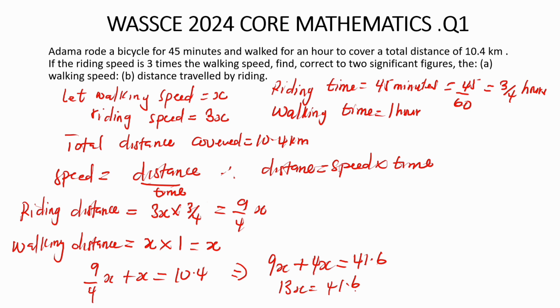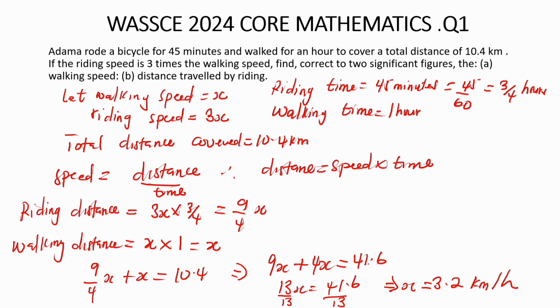We divide x by 13, and divide 41.6 by 13 as well, and we are going to get x to be 3.2. The unit of x is kilometers per hour because x is the walking speed, and so we add kilometers per hour. And so this is the walking speed. Having this, we have successfully solved A part of the question.